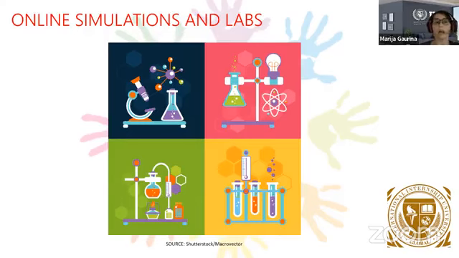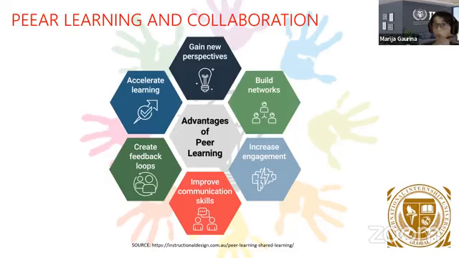So if you are a physics or chemistry teacher, use online simulations and labs, of course. We also have peer learning and collaboration. Here you can see an infographic of the advantages of peer learning. Peer learning and collaboration are two important aspects of modern education. Peer learning refers to students learning from each other, while collaboration involves working together towards a common goal. Both approaches have been shown to be effective in improving learning outcomes and enhancing the students' experience.